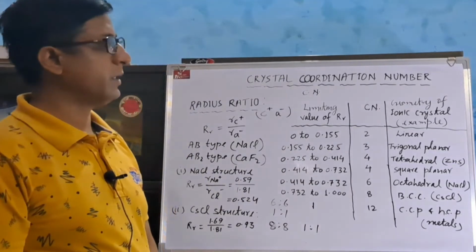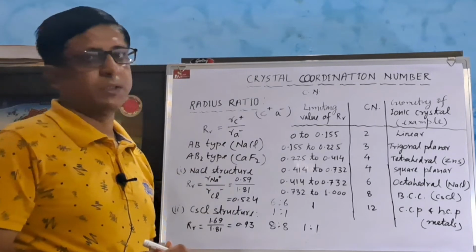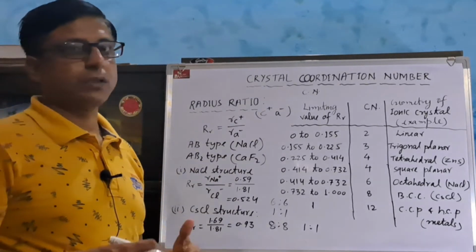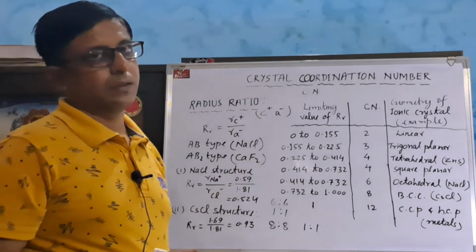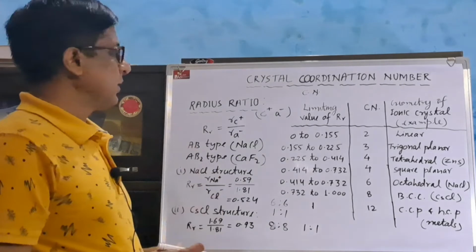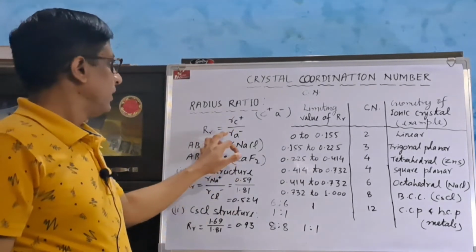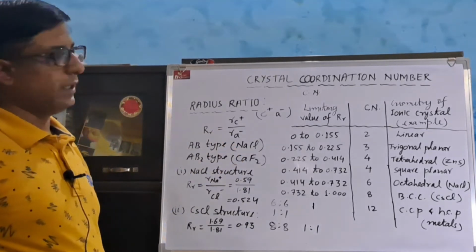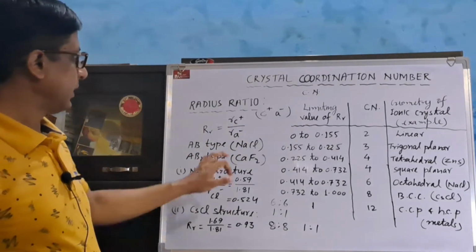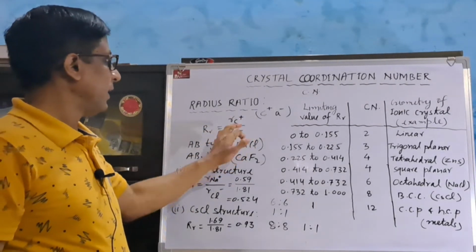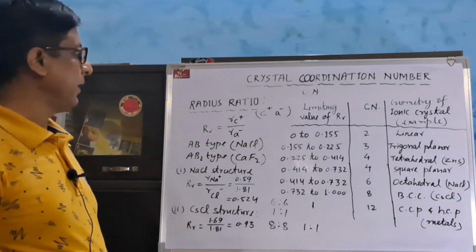its application to predict the coordination number and geometry of ionic crystals. Crystal coordination number, or coordination number, is defined as the number of ions of opposite charge surrounding an ion in an ionic crystal. Radius ratio is defined as the ratio of the radius of the cation to the radius of the anion. RR is equal to Rc+ upon Ra-. Rc+ is the radius of the cation and Ra- is the radius of the anion in the ionic crystal C+A-.